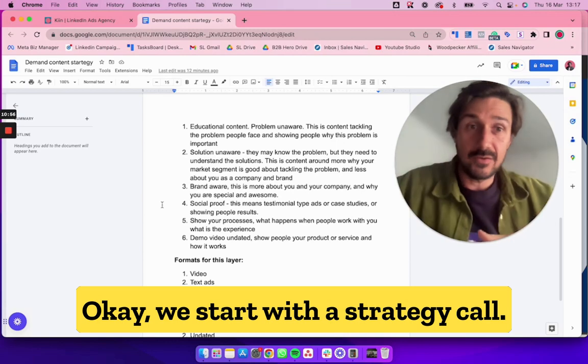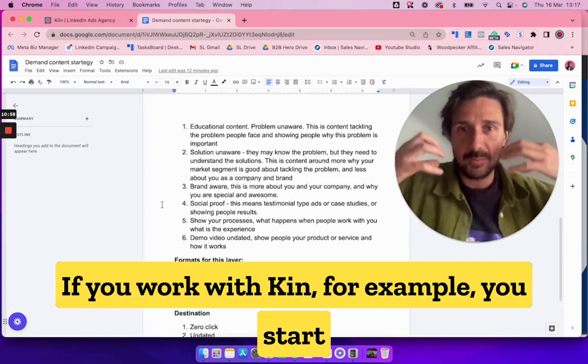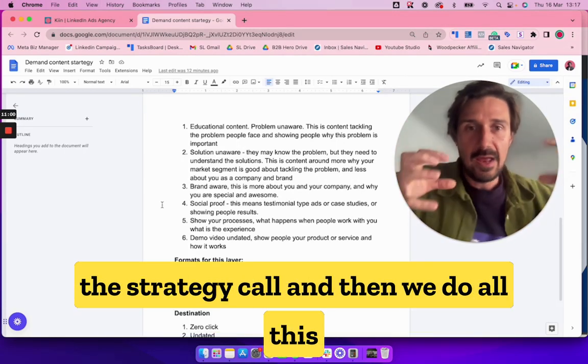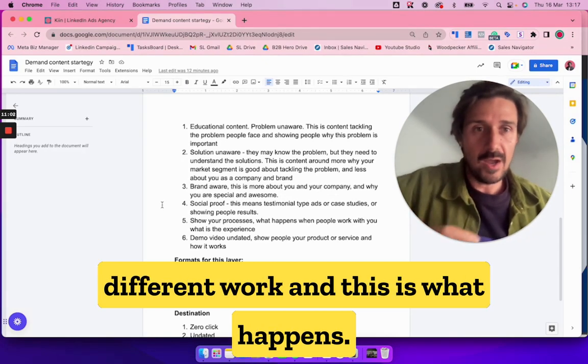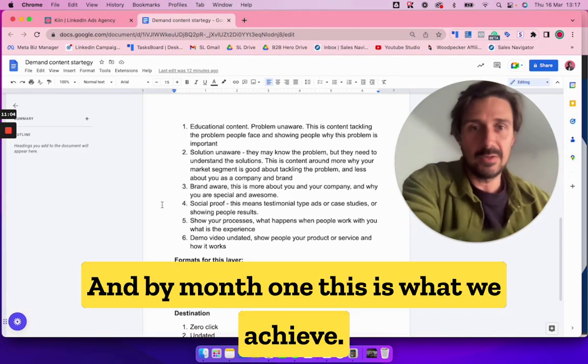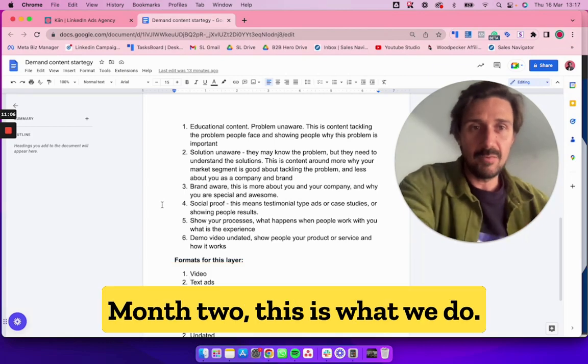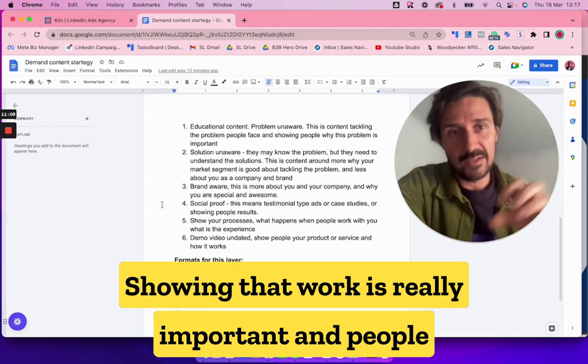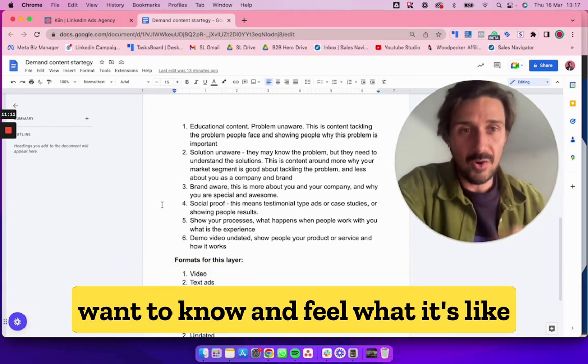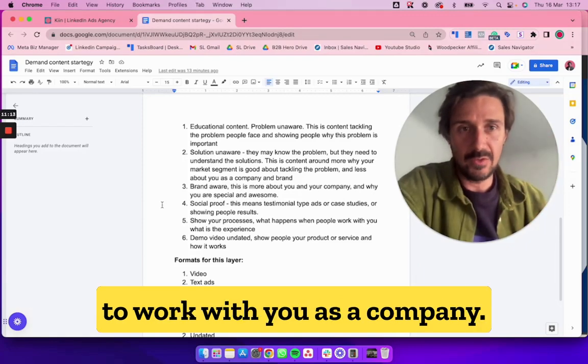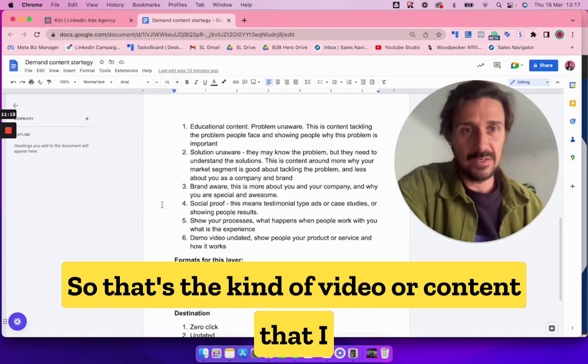Like, okay, we start with a strategy call. If you work with Kin, for example, you start with a strategy call, and then we do all this different work, and this is what happens. Then we go to call number 2, and by month 1, this is what we achieve. Month 2, this is what we achieve. Showing that work is really important, and people want to know and feel what it's like to work with you as a company. So that's the kind of video or content that I would produce there, and I think it's really important.